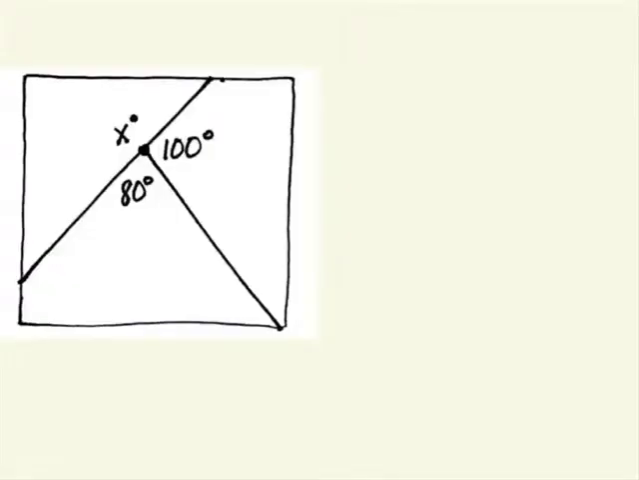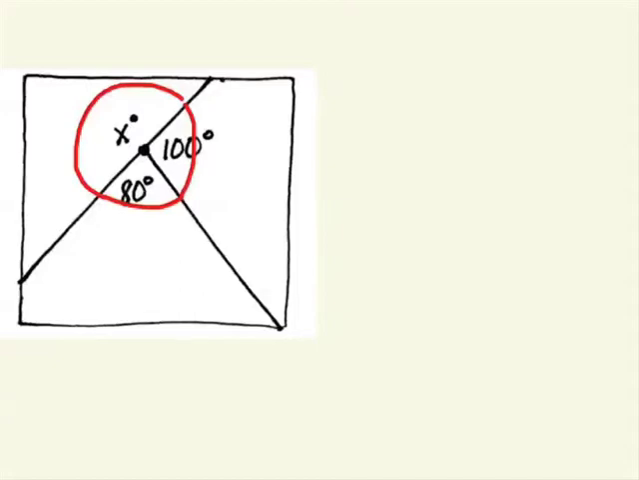Looking at this figure, we want to find the measure of angle x. Well, we do know the measure of this angle is 100 degrees and the measure of this angle is 80 degrees. So we have this measurement, and we want to find this measurement. Now take a look at that red I just drew. Looks like a circle, doesn't it? So the full turn, the full circle, is going to be equal to 360 degrees.